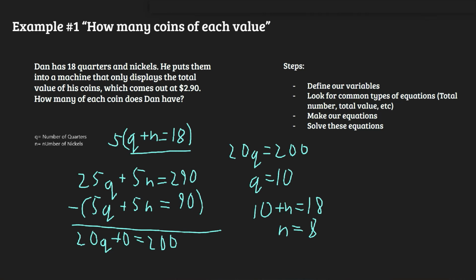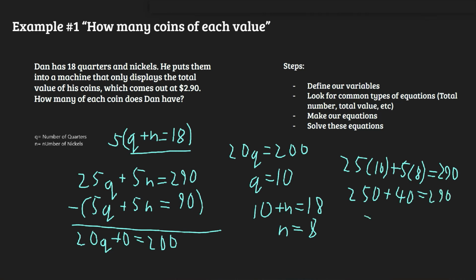So now I'm going to plug it into that second equation just to make sure I've done it right. So 25 times q, that's 25 times 10, plus 5 times n, so that's 5 times 8, is equal to 290. So let's just multiply this through. So 25 times 10 is 250. 5 times 8 is 40. And that is equal to 290.